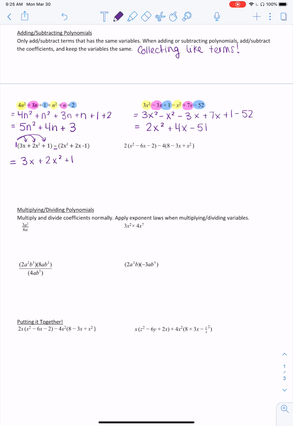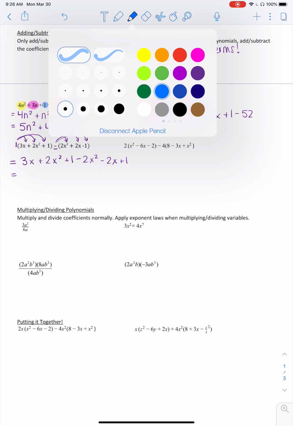And similarly, to get rid of the brackets over here, I need to multiply in that negative 1. So negative 1 times 2x squared is negative 2x squared. Negative 1 times 2x is negative 2x. And then negative 1 times negative 1 is positive 1. And now I'm back to where I started in the other question.